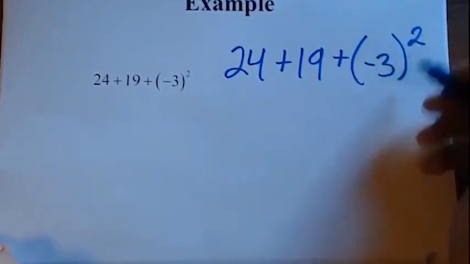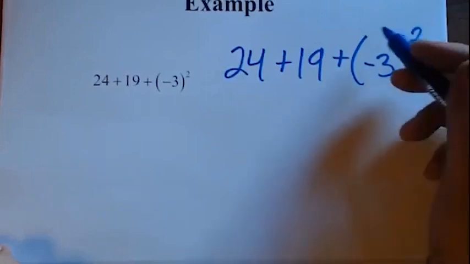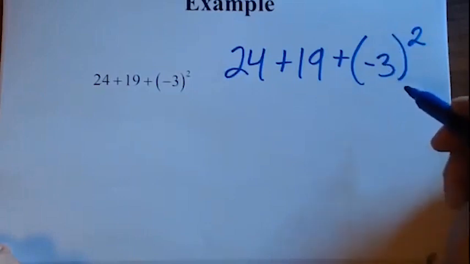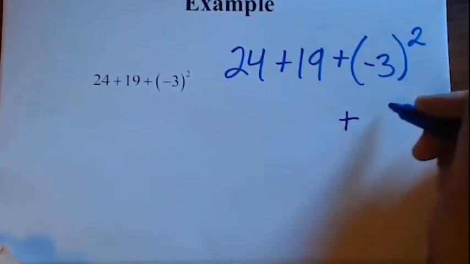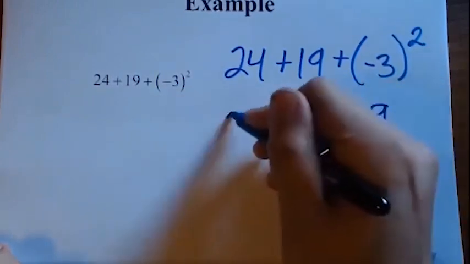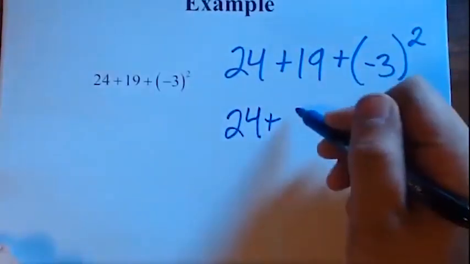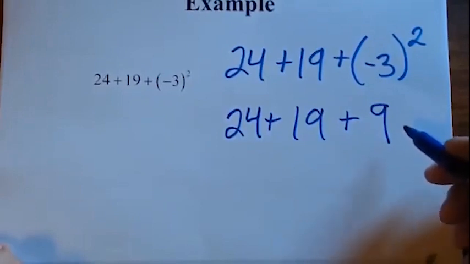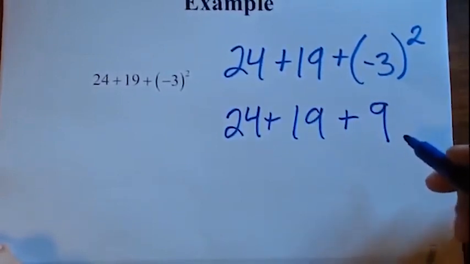So we have to do exponents first. Negative 3 squared, with the negative inside the parentheses, means negative 3 times negative 3, which is what? Positive 9. So this is 24 plus 19 plus 9, not minus 9. If you did minus 9, you ended up with 34 and got the wrong answer.